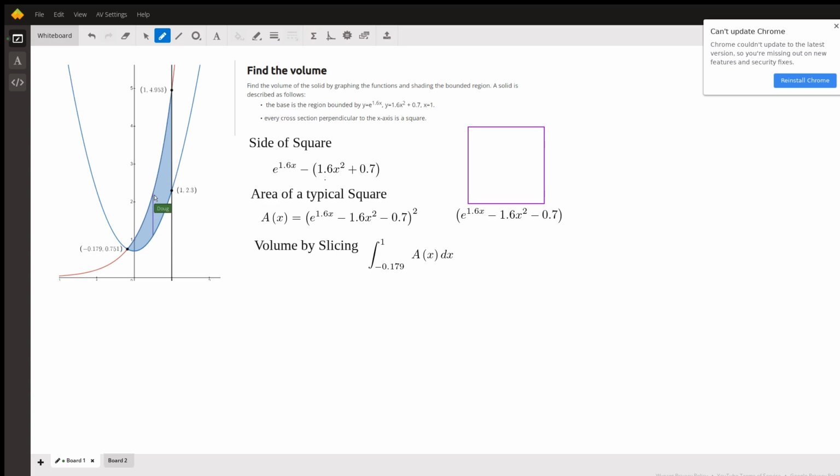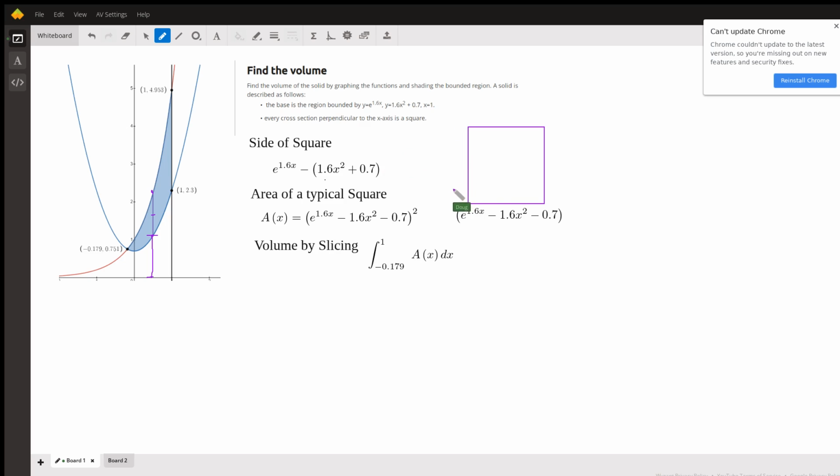And here, this little purple segment is a typical side of a square that's perpendicular to the x-axis. What we have to do is come up with an expression for the length of that segment, no matter where we are in this blue region. Since this is a vertical segment, that's the y coordinate at the top minus the y coordinate at the bottom. In other words, we've taken this distance right here and subtracted that to leave the length of that segment, the side of the square.